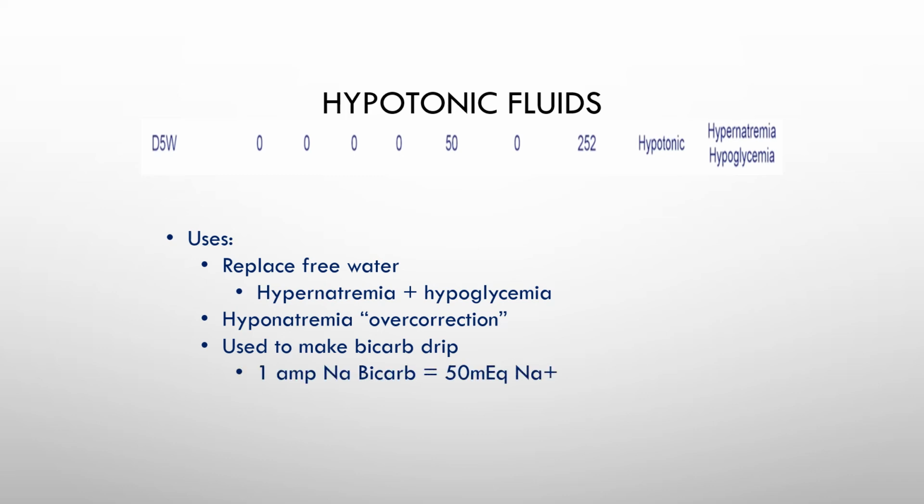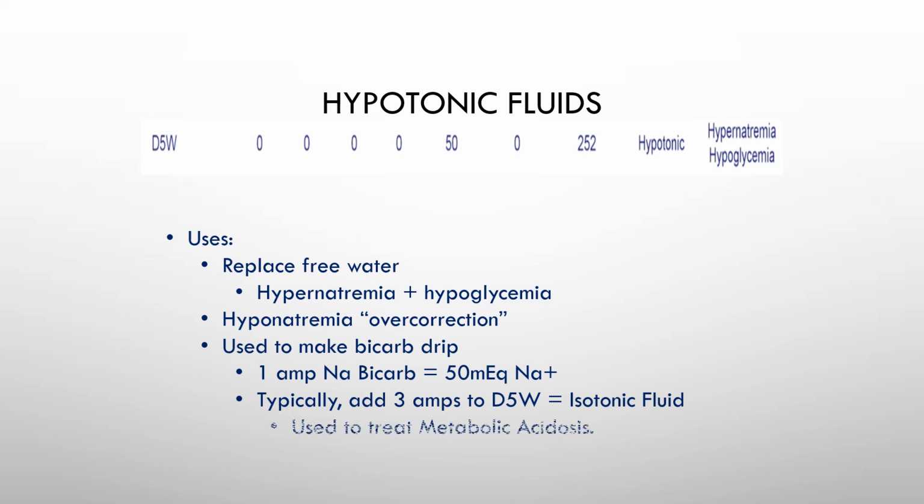Typically in a bicarb drip, 1 amp of sodium bicarb equals 50 milliequivalents of sodium. So if you add 3 amps of bicarb to a D5W bolus, then you're getting an isotonic fluid, so you're getting a bicarb drip. If you were to only add 2 amps, then it would be hypotonic, which could be necessary also for the patient. It's typically used to treat non-anion gap metabolic acidosis, which I'll talk about in a future lecture.